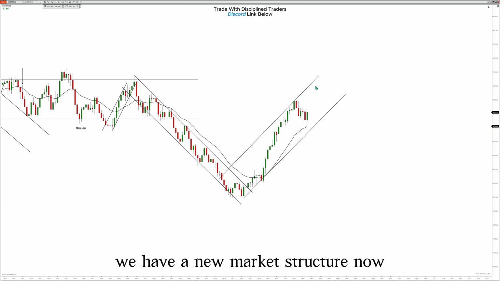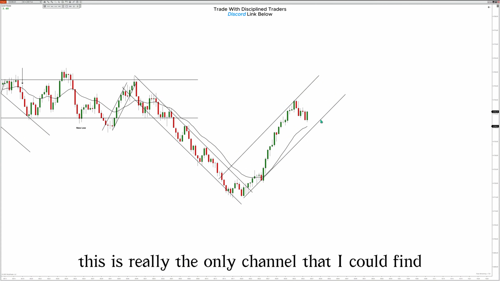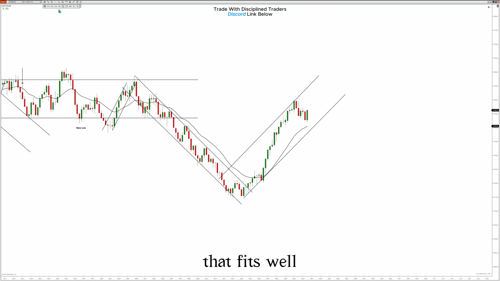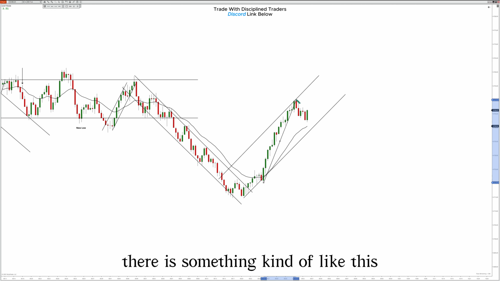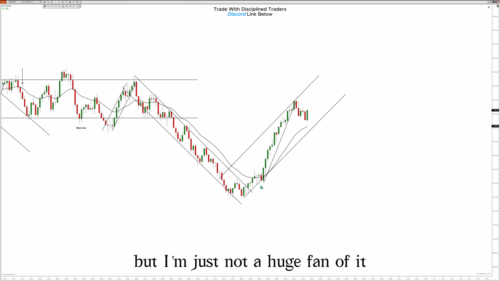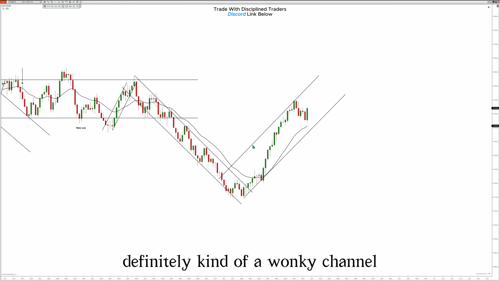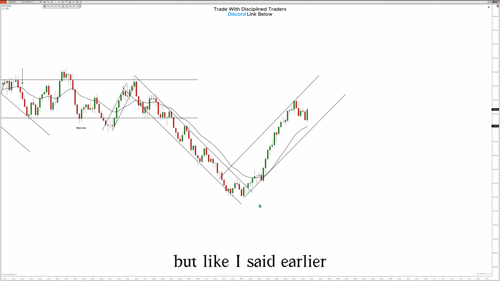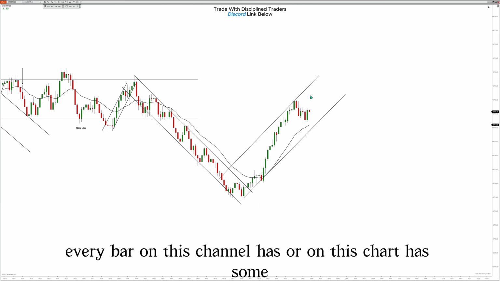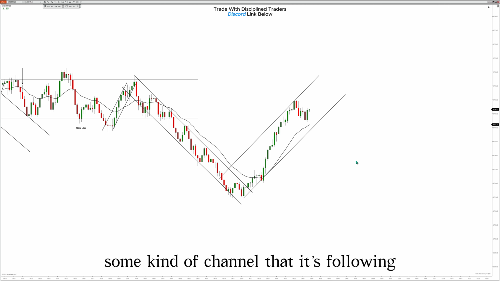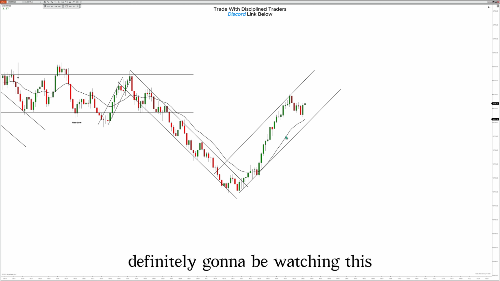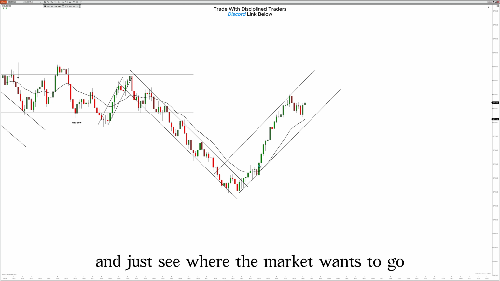We have a new market structure now, which is this uptrend. This is really the only channel that I could find that fits well. There is something kind of like this. But I'm just not a huge fan of it because it's not accounting for this lower price action here. Definitely kind of a wonky channel, but like I said earlier, every bar on this chart has some kind of channel that it's following. Definitely going to be watching this and just see where the market wants to go.